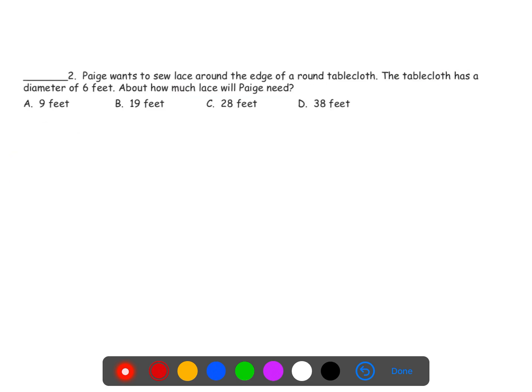Let's look at another one. Paige wants to sew lace around the edge of a round tablecloth. The tablecloth has a diameter of 6 feet. About how much lace will Paige need? First we need to figure out what we need to calculate here.